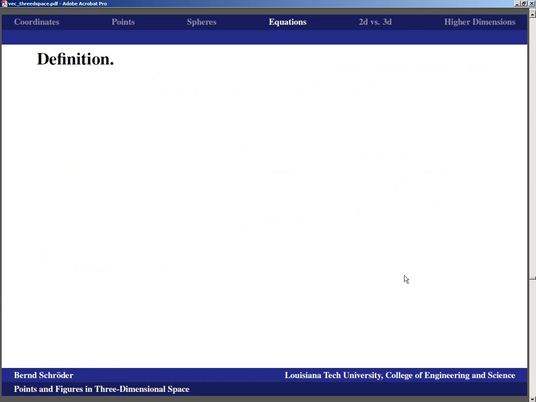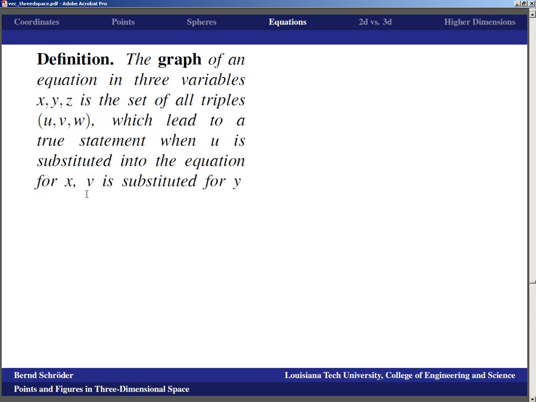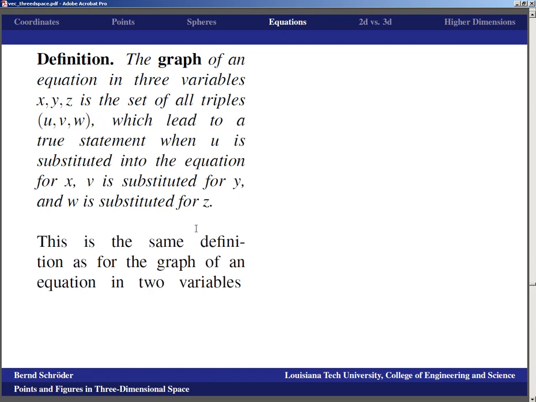And well, technically, I've already told you about equations, but spheres are something that is very natural. If we're looking at the graph of an equation in 3 variables x, y, z, it's basically the set of all triples u, v, w in 3-dimensional space, which lead to a true statement when u is substituted in for x, v is substituted for y, and w is substituted for z. And this is something that you probably would want to look up, and it's useful. This is the same definition as for the graph of an equation in 2 variables way back when we last did it, maybe early on in calculus, or maybe even before then in algebra.